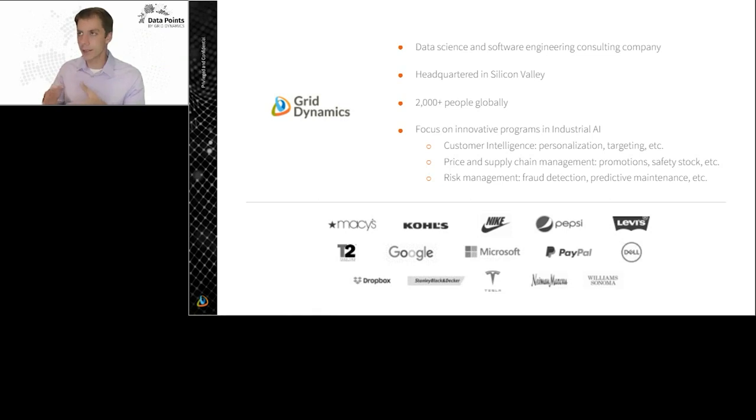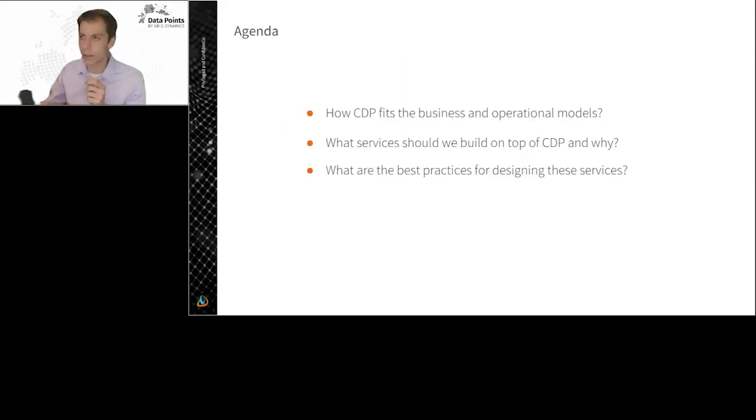First, let me briefly introduce Grid Dynamics. We are a data science and software engineering consulting company headquartered in Silicon Valley, and we work with many retail, finance, manufacturing, technology companies, some of which you can see in this slide, on different types of innovative programs related to data analytics and AI in the areas such as customer intelligence, personalization, price management, supply chain optimization, fraud detection, and so on. And in this talk, I'm going to present some of the lessons that we learned through doing these projects of these companies.